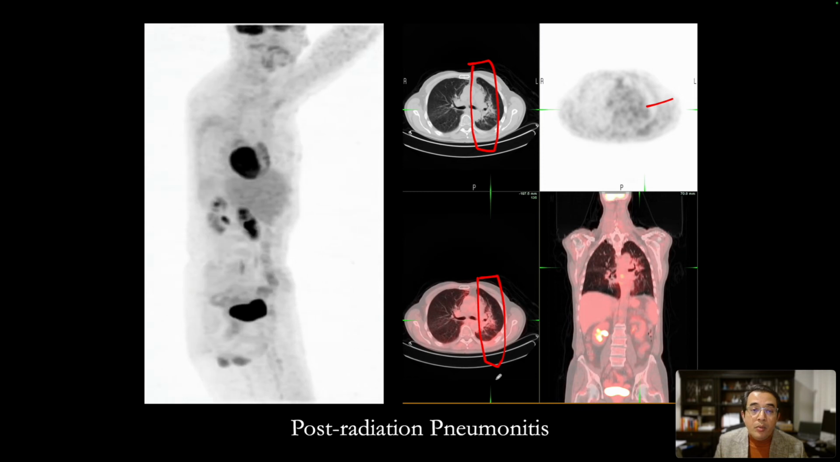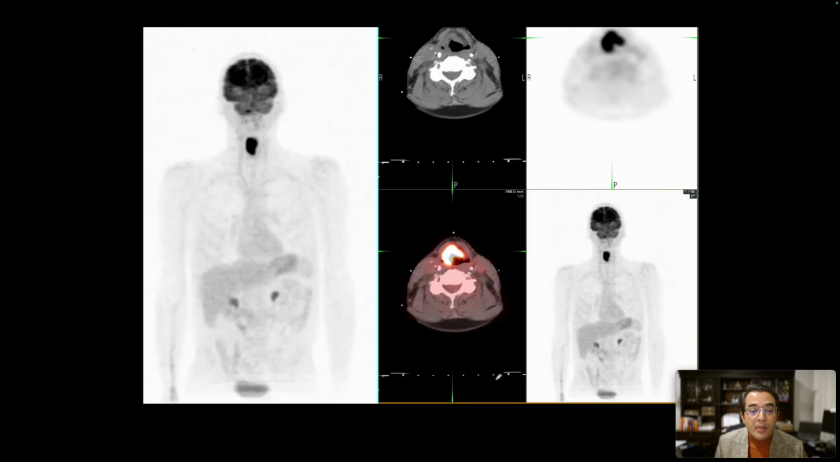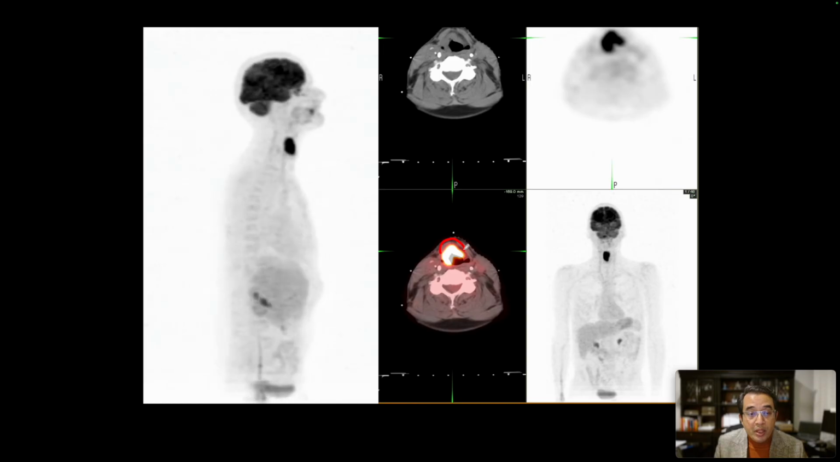So typically when patients have received radiation, we want to wait for 12 weeks before doing a follow-up FDG PET CT, which translates to about 3 months. For chemotherapy, we want to wait for about 4 to 6 weeks. Here's our next patient with laryngeal cancer. We see intense hypermetabolism in the larynx, and there is no evidence of metastatic disease.